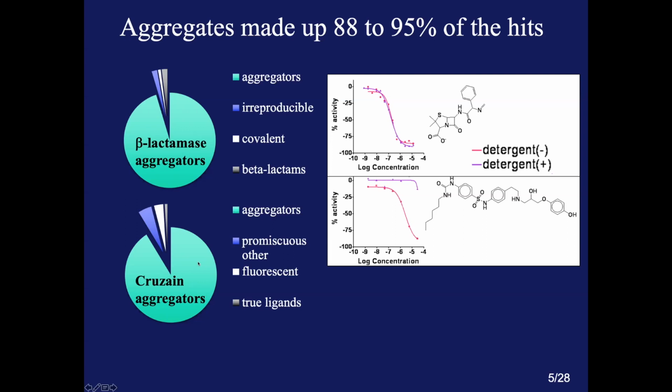And for cruzain, we actually did find some true ligands, not too many, but in both cases, between 88 and 95% of the hits were colloidal aggregates. So what that teaches is that colloidal aggregation is certainly a major and probably the dominant mechanism of artifact, at least for enzymes and more recently GPCRs, in early discovery. So it's a big problem.